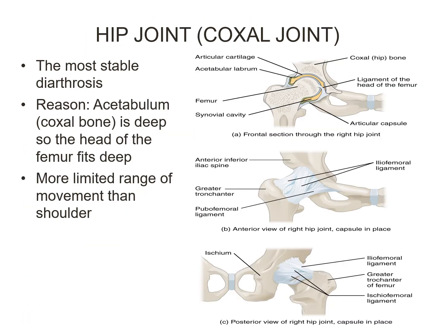So the hip joint, also known as the coxal joint, and remember where we get that term, it's the os coxae, is the collection of those 3 pelvic bones, the ilium, ischium, and pubis. But generally speaking, you'll just hear the term hip joint. This is the most stable diarthrosis.